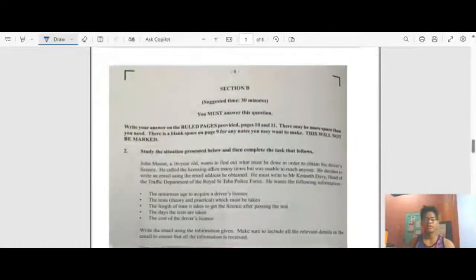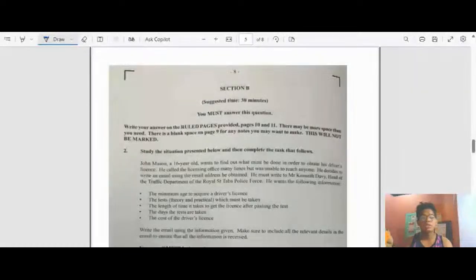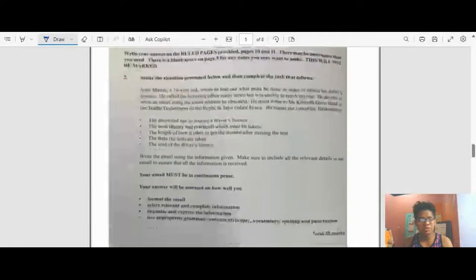So we have about 30 minutes to finish off this. It says write your answers in the ruled pages provided, pages 10 and 11. There may be more space than you need. There is page 9 for any notes you may want to make. This will not be marked. So study the situation presented below and then complete the task that follows. So let's read it, and we'll be looking into what they want us to do.